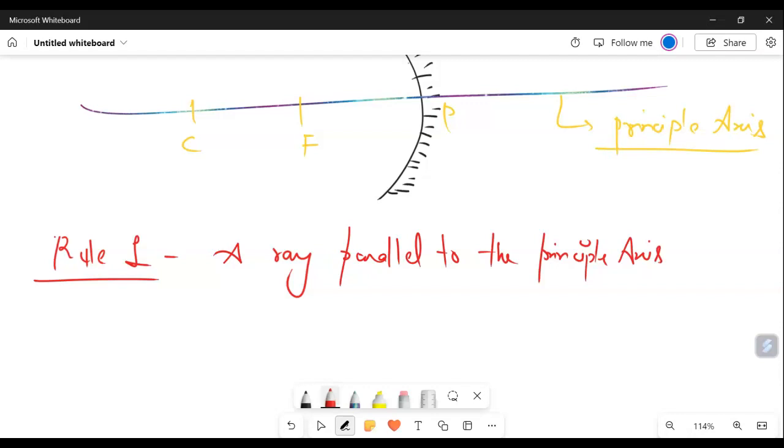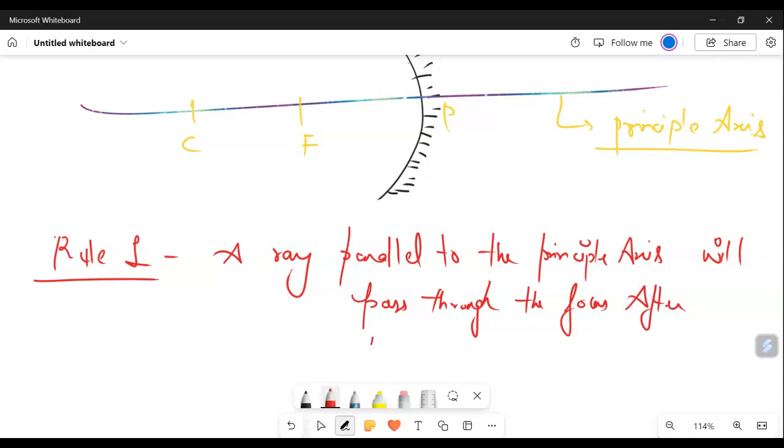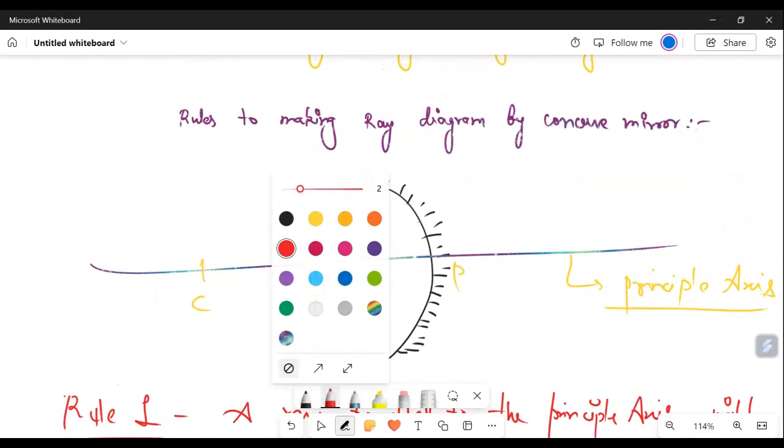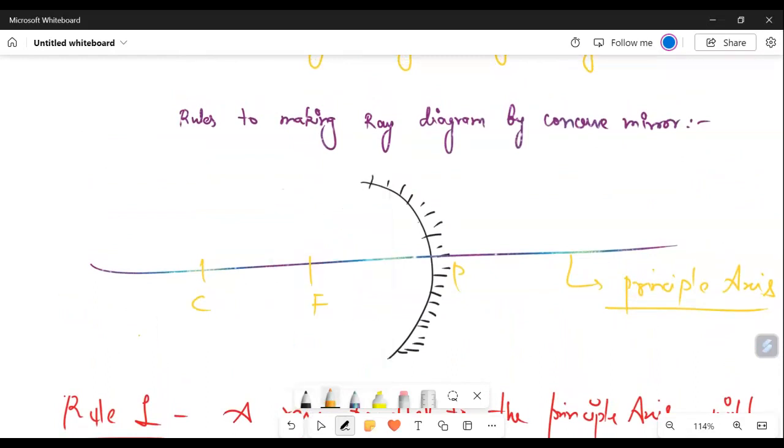The principal axis will pass through the focus after reflection. So what is that? Let me draw the line for you for better understanding. I will use a different color for that, maybe like that.